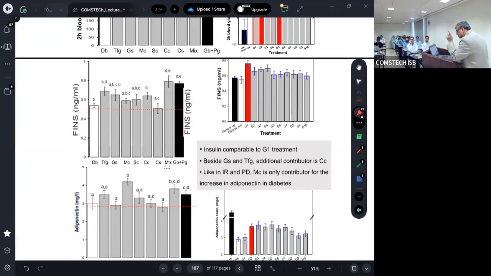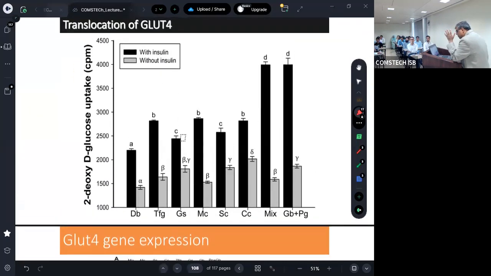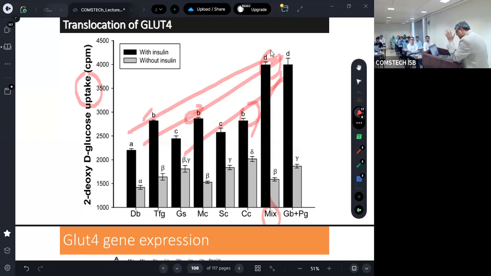Here is insulin, and this is the mixture. We always found the mixture shows better results in fasting glucose, 2-hour glucose, fasting insulin, adiponectin, even the 2-deoxyglucose uptake assay we did here. This is the mixture and these are the individual ones. You see there is a letter D, which means a difference from these. From all single components, the mixture always gives more significant results.